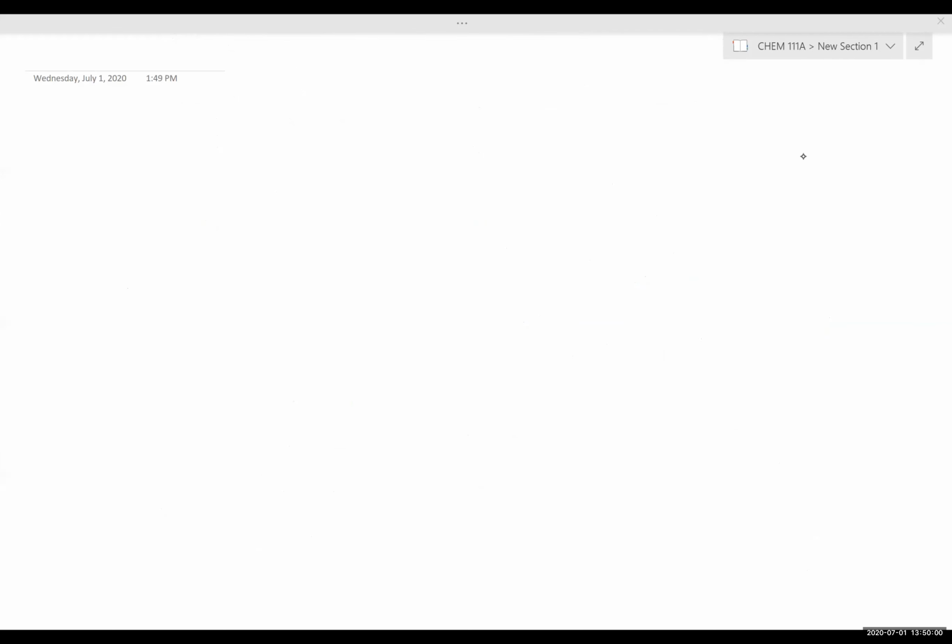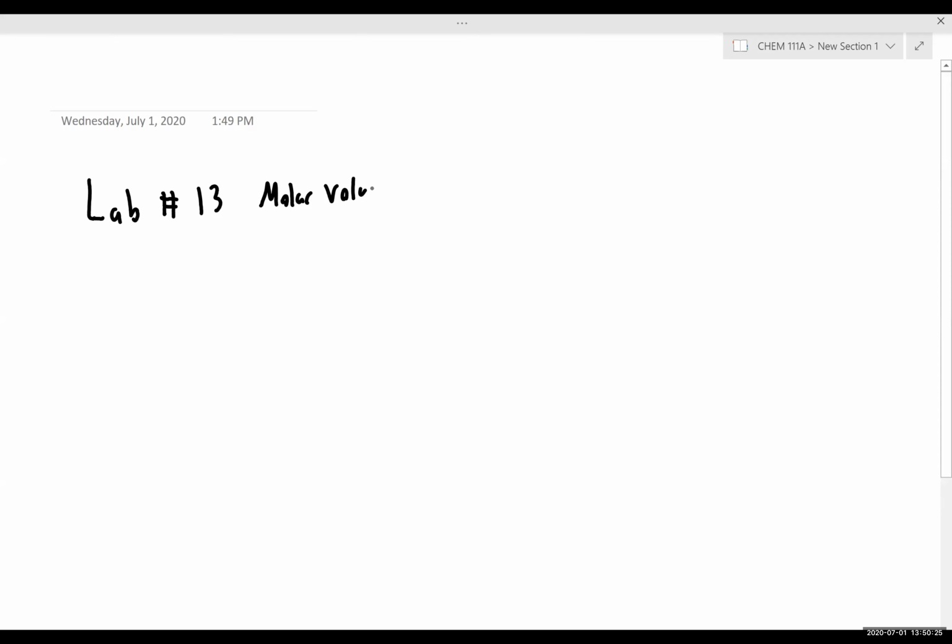Okay, so let's switch gears now. And today we're going to be talking about the calculations for laboratory. Let me zoom in just a little bit. So today we're going to be looking at the calculations from yesterday's laboratory, which is laboratory 13, the molar volume of gases.